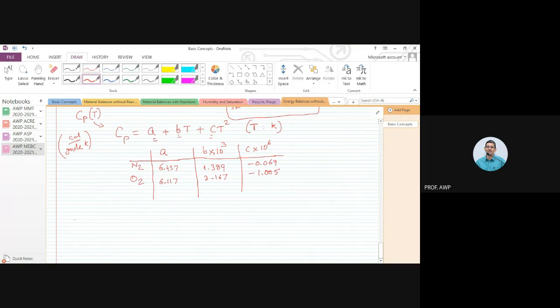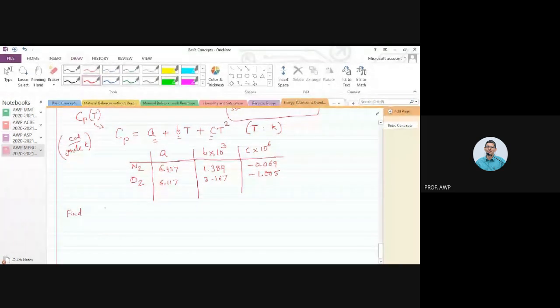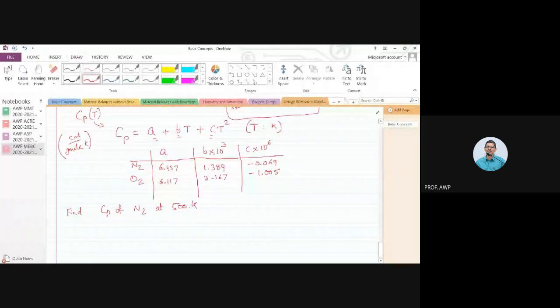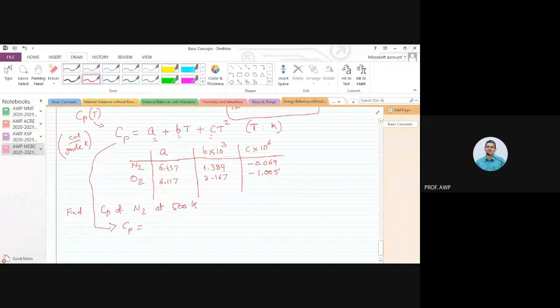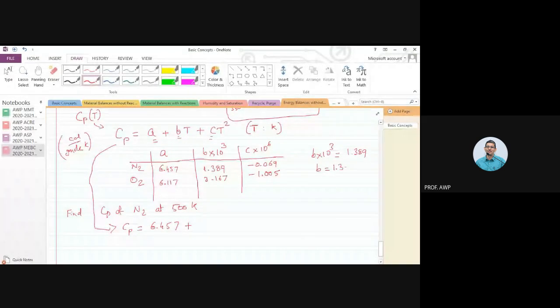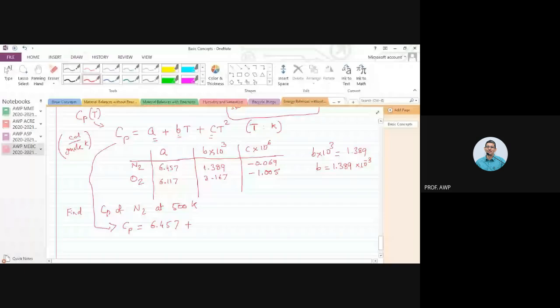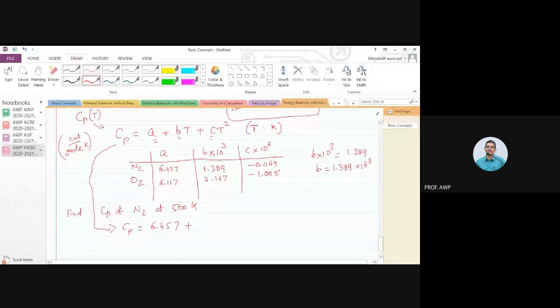Suppose I want to find Cp of nitrogen at 500 Kelvin. Okay. So what would be that value? Cp from this relationship would be A. A is 6.457 plus, now B multiplied by 10 raised to 3 is equal to 1.389. So B would be 1.389 multiplied by 10 raised to minus 3. Okay. B multiplied by 10 raised to 3 is this number.